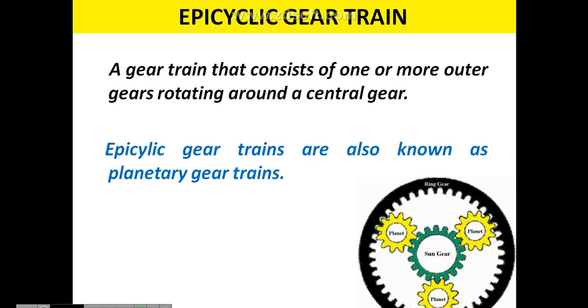And coming to the last topic, the epicyclic gear train. This is the topic that we are going to see with some examples. A gear train that consists of one or more outer gears rotating around a central gear. That looks like a sun and planet arrangement. The planets are rotated around the sun. This is the example for the epicyclic gear train.